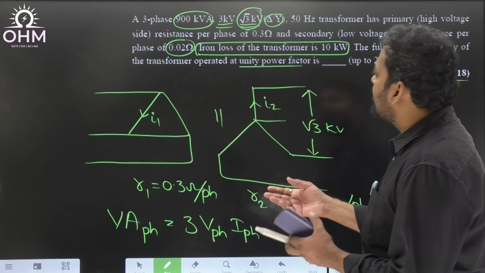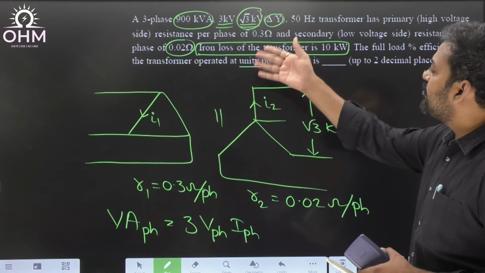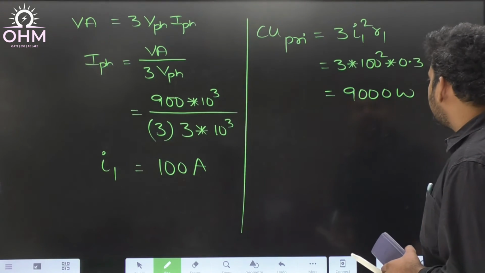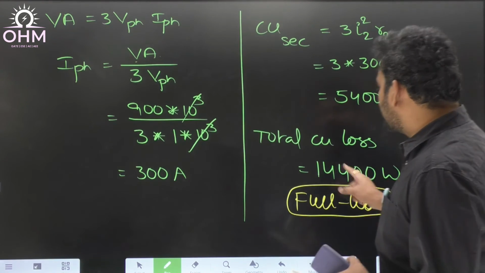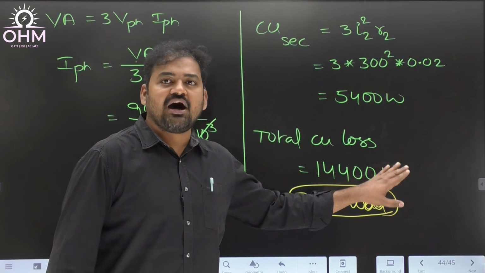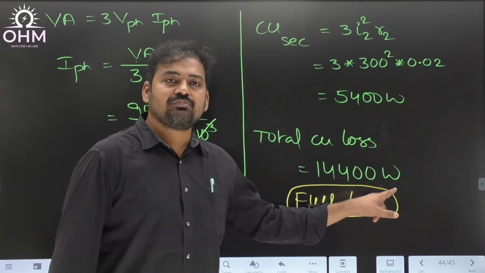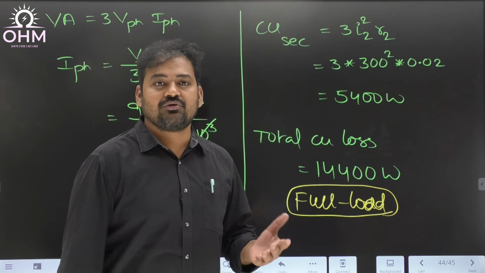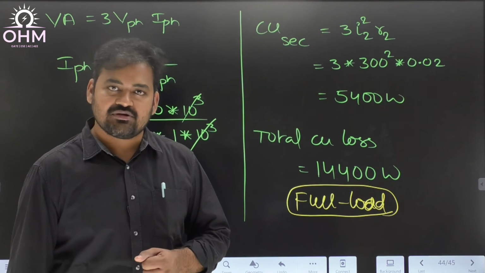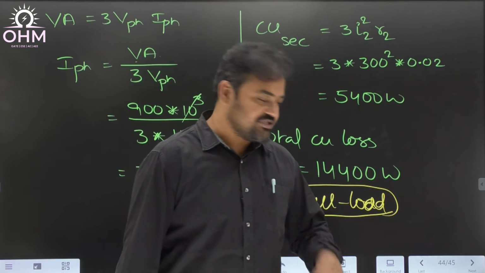Suppose in the question, if I modify it to calculate the half load efficiency of the transformer, then the copper loss will change. You cannot use 14,400. This is the full load copper loss of the transformer. Therefore, for half load copper loss you have to multiply by 1 by 4, because we know half load copper loss is 1 by 4 times the full load copper loss, right? Iron loss doesn't change.